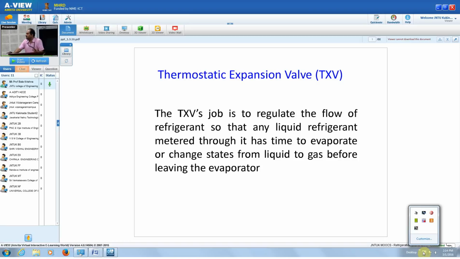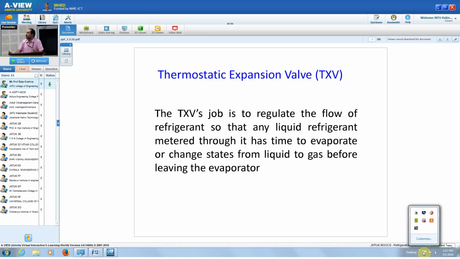Suppose the load decreases. Say the capacity of this room is 150, work is going on, and suddenly 50 members leave, so the load has to reduce. How is the flow controlled? With the help of the expansion valve, it automatically senses the temperature at the outlet of the evaporator and gives the signal to the expansion valve, and then the flow is controlled. If the load is increased, the outlet temperature of the evaporator increases. That signal is sent to the expansion valve, and accordingly it will open.